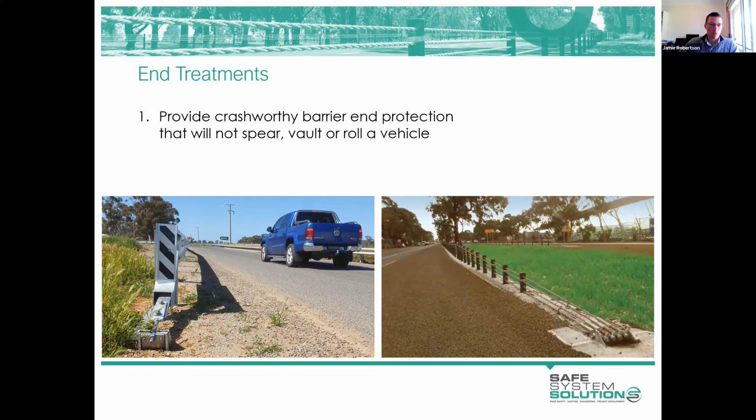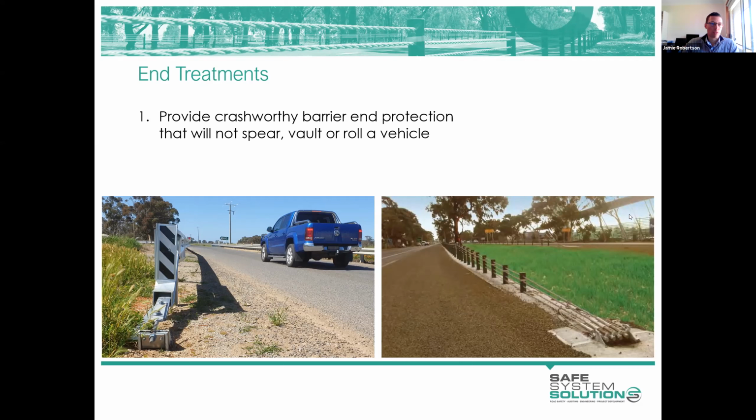On the right, we have a wire rope system that won't bring the vehicle to a stop, but should not cause the vehicle to roll as it passes over. So you can see there a very gentle increase in height. These systems are about 12 metres long, the currently accepted crop of products.